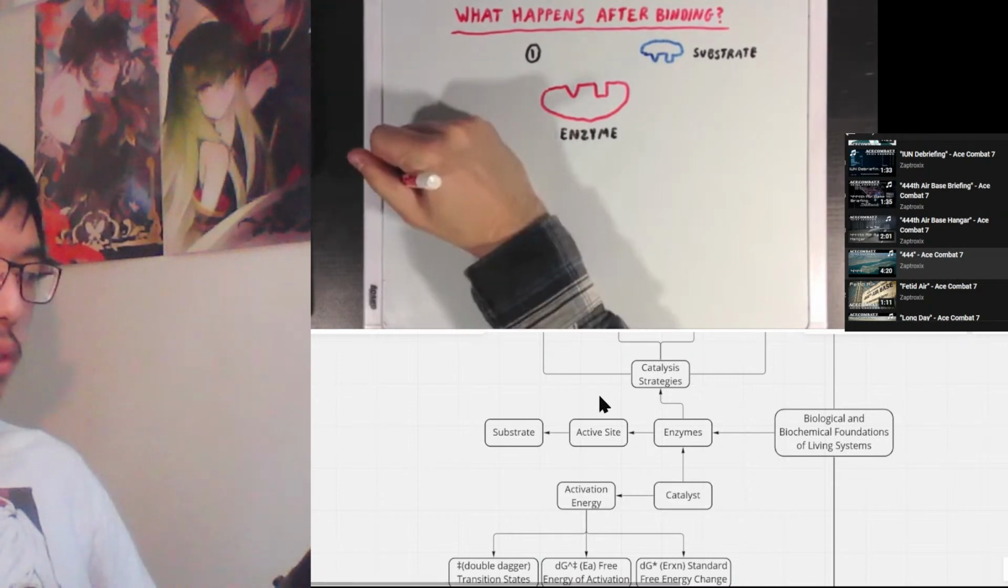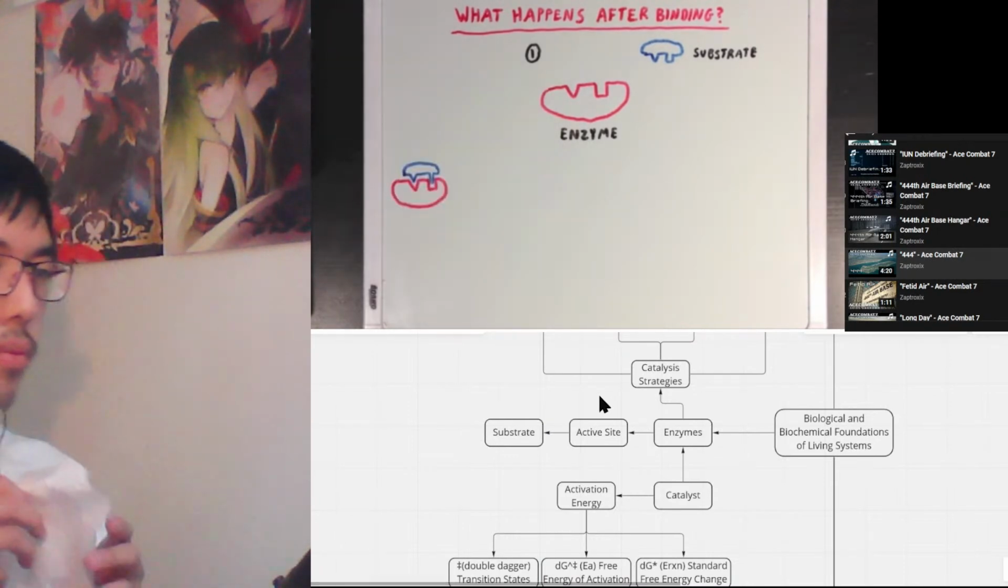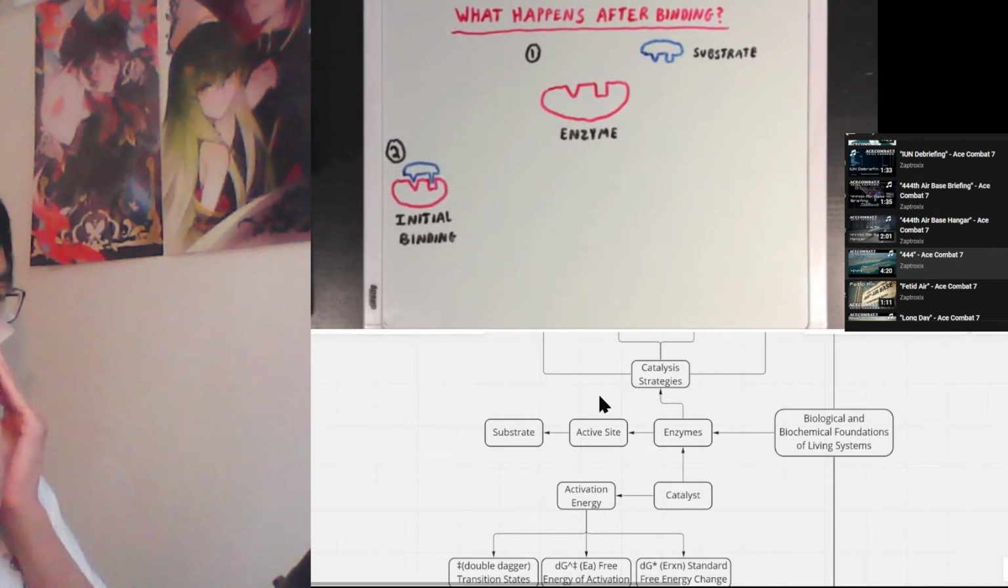So next what will happen is the enzyme will bind to that substrate, but this binding won't be perfect. So I'll call this initial binding, which is stage 2 of the process. And what that means is that the forces holding these two together are strong, but they're not at their maximum strength just yet. And enzymes and substrates don't actually fit together quite like puzzle pieces, and they actually work a little bit more like two pieces of clay that will both mold together so that the fit is much tighter.